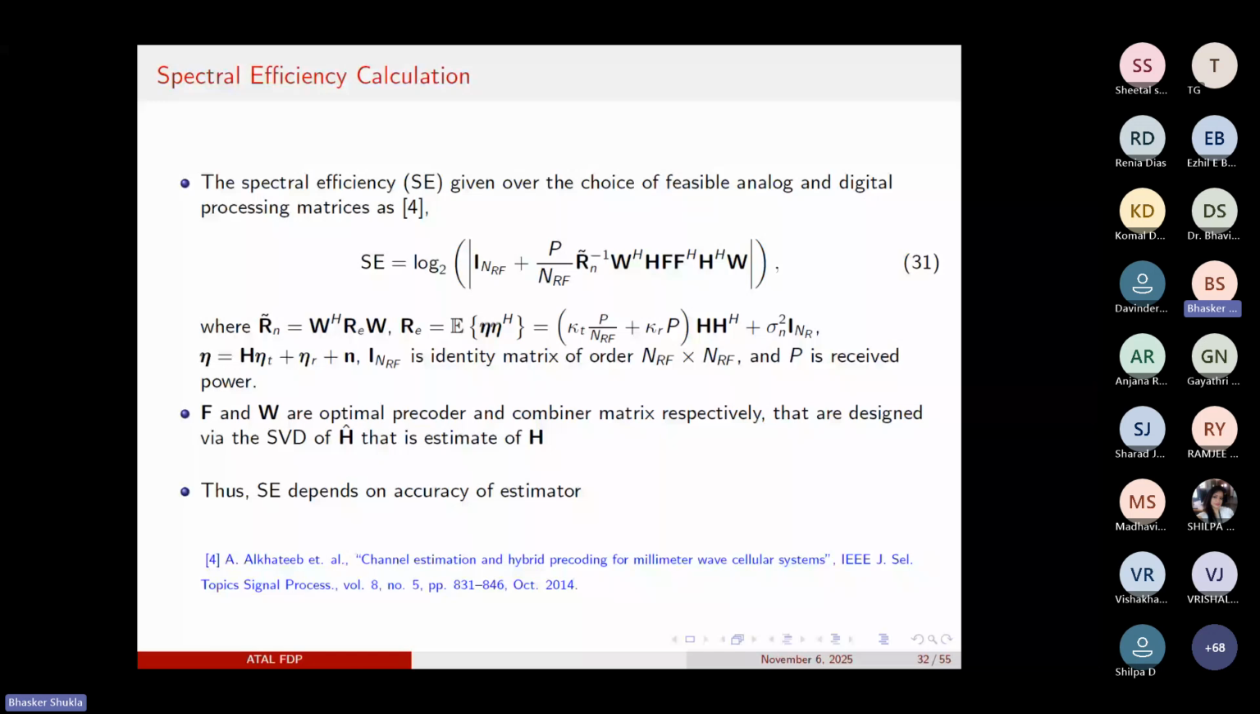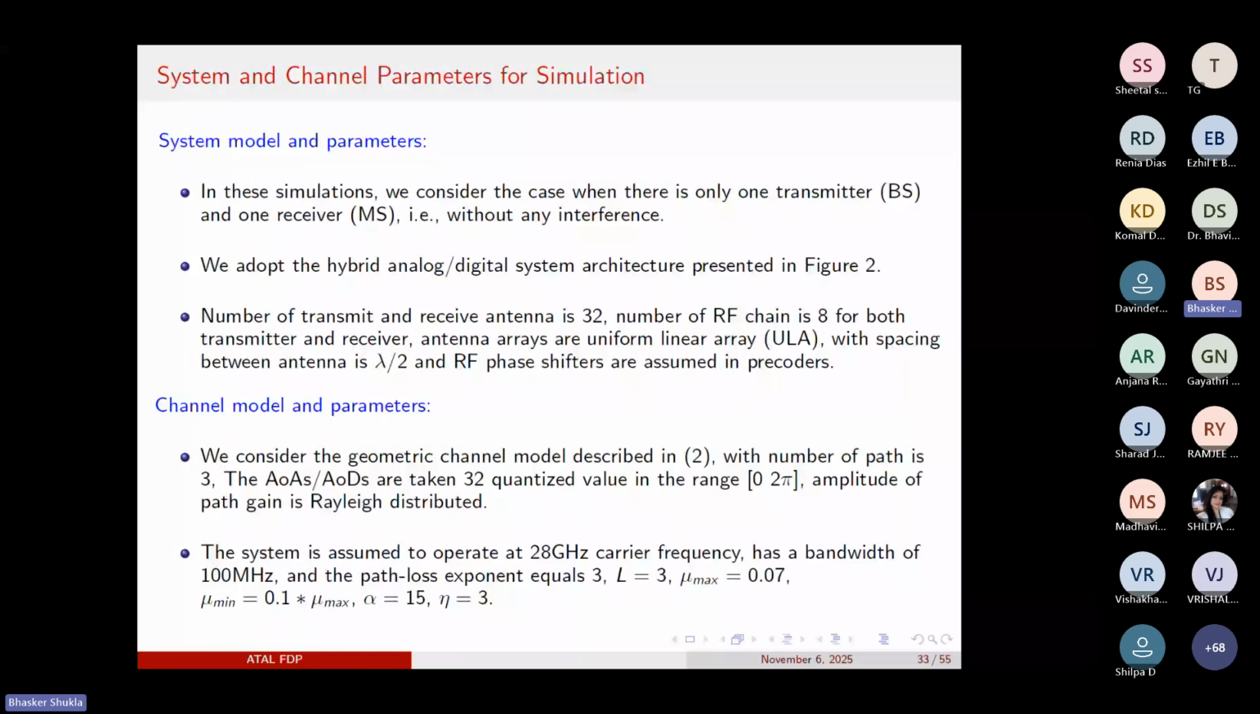And these are the system simulation parameters that I have taken. Again, I have taken the transmit and receive antennas as 32, and the number of RF chains as 8. Here the mu maximum I have taken as 0.03, and mu minimum, the minimum step size, is 0.1 of mu maximum, and the accuracy of the parameter is 15, and the path exponential factor is 3.